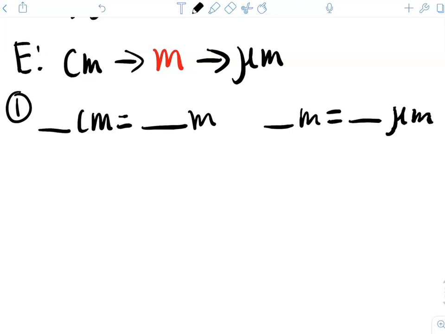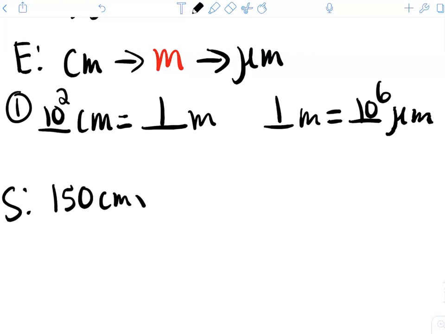And I use my chart and I plug in. So meter is bigger, centimeter gets the factor, meter is bigger, micro gets the factor. And then when we sub and solve, I start with my given of 150 centimeters. If centimeters is the unit on the top, then centimeters has to be the unit on the bottom to cancel out. I have meter on the top because that's what I'm trying to get to in the middle.